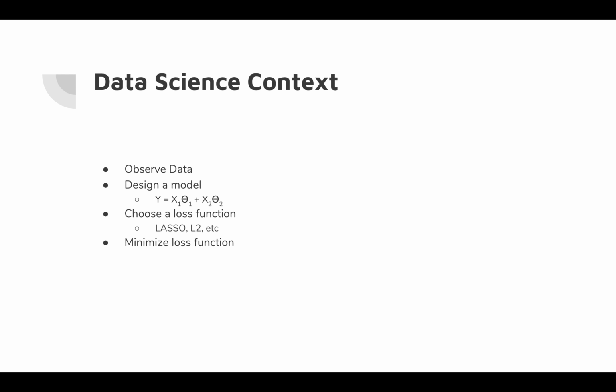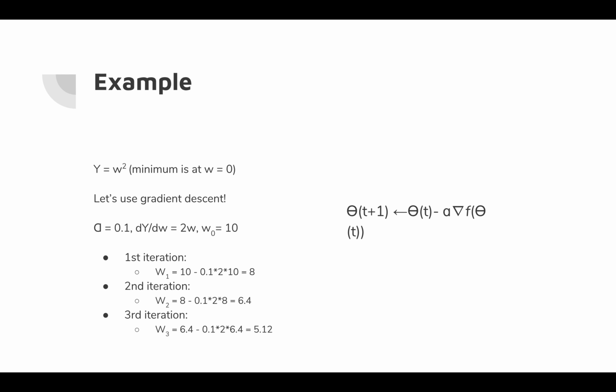So gradient descent is what makes your models, your predictions, get closer. It tunes the parameters of your model, in this case theta 1 and theta 2, in such a way that we're able to minimize our loss function to make our model even better. So let's look at an example of gradient descent itself.